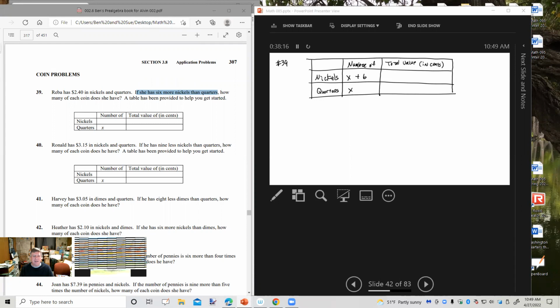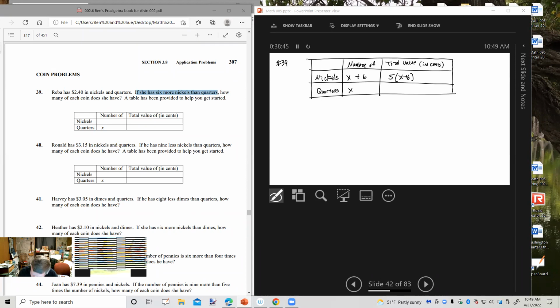Now, a nickel is worth 5 cents. Okay. So if I have 1 nickel, that would be 1 times 5 cents. If I had 2 nickels, that would be 2 times 5 cents. If I had 7 nickels, that would be 7 times 5 cents. Well, how many nickels do I have? X plus 6. So it's X plus 6 times 5 cents.